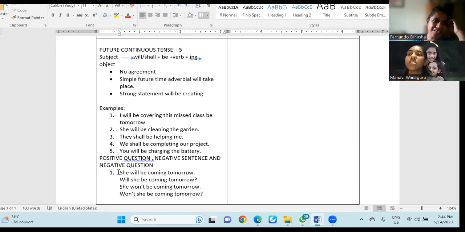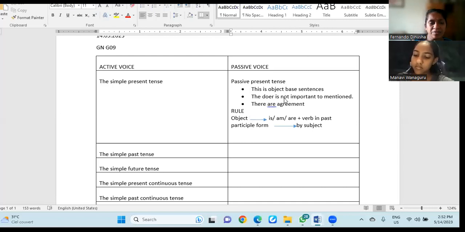Yes, teacher, now it's really easy. Now what you have to do is write five sentences, only one sentence, creating up to these stages. Okay? Only one sentence, that's enough. These are object-based sentences, and the doer is not important to mention. There is an agreement. Okay.